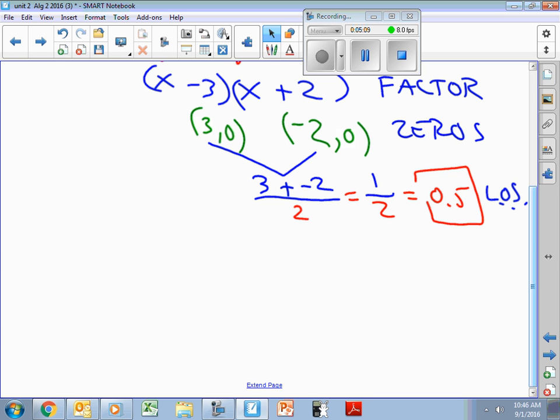How do I get this last step? That 0.5, I need to put it in here, so let's see if they can see this. Blue minus 3, blue plus 2. Calculators, go ahead and put in that 0.5.